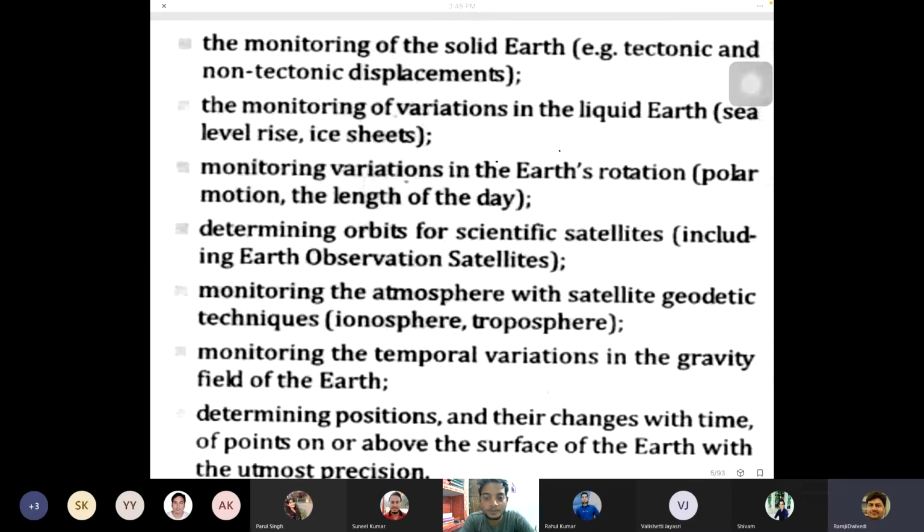You cannot work with the kind of reference frame which is required for millimeter precision, except because of these advanced techniques which we have nowadays. Okay. So these are the categorizations which we have discussed.